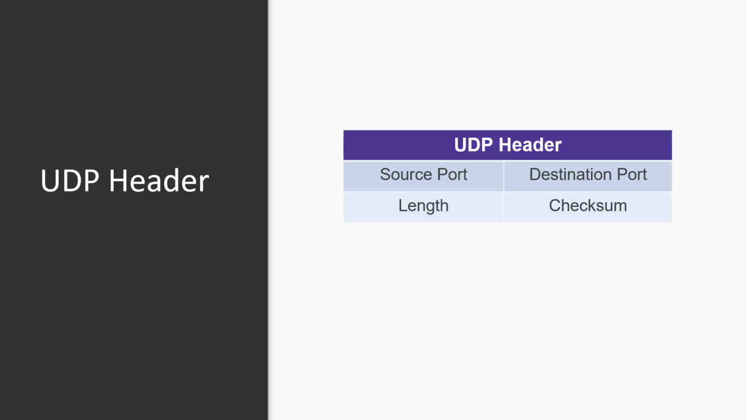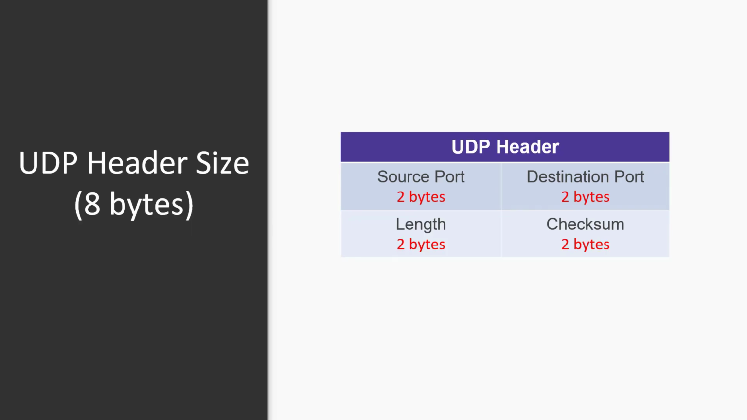The following diagram represents the UDP header format. It has a source port, destination port, length, and checksum. This represents the UDP header in size, as you can see, 2 bytes for each. Now let's go to Wireshark and see how UDP works there.